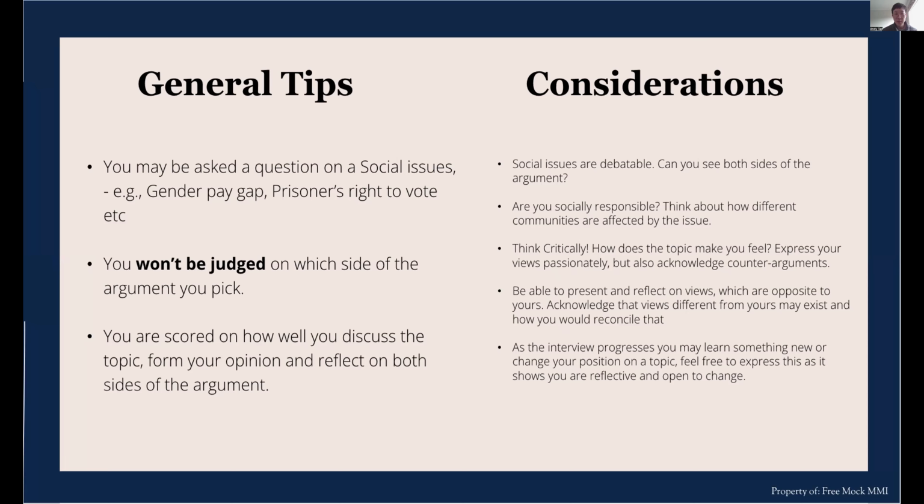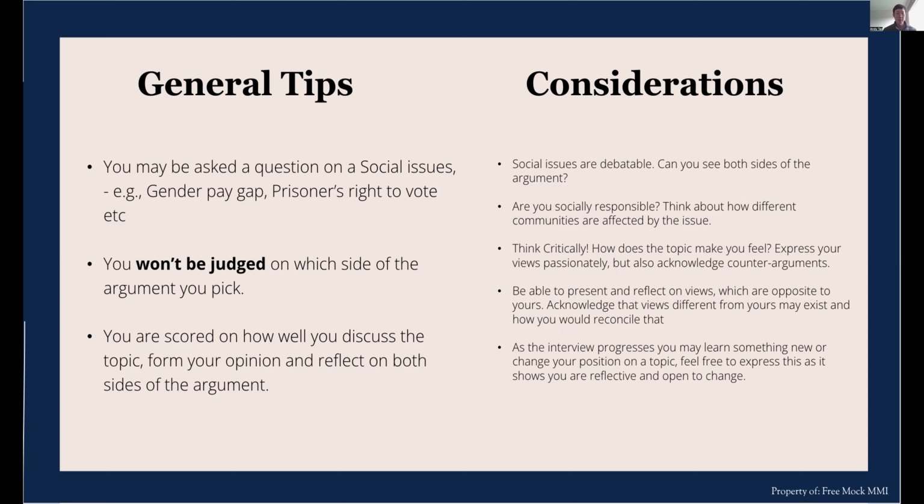And so some considerations would be, can you see both sides of the argument? Are you socially responsible? So just think about how the communities are affected by this and all the different stakeholders. Stakeholders are basically the people who are most affected by this topic.